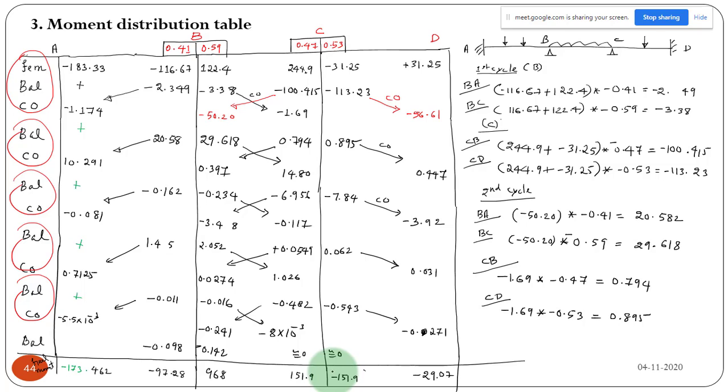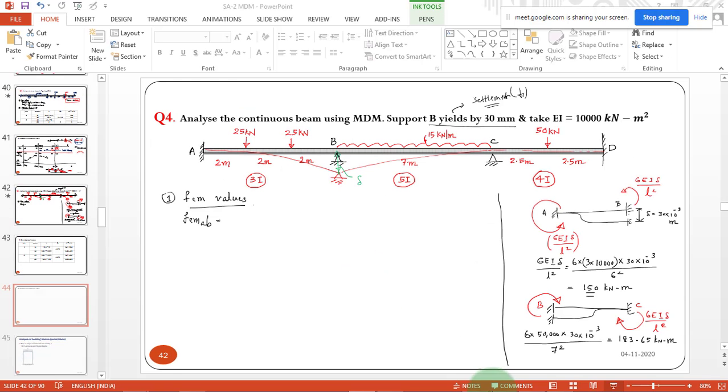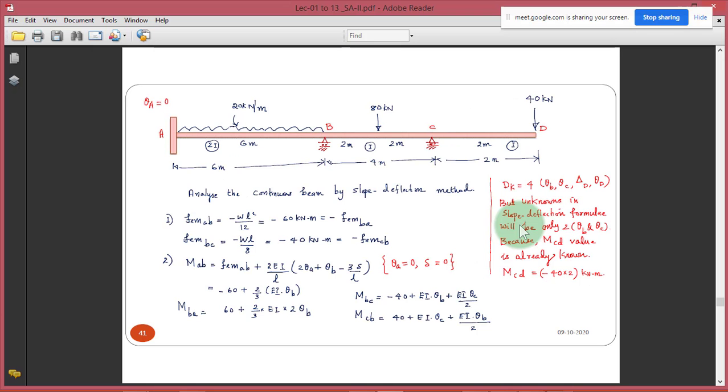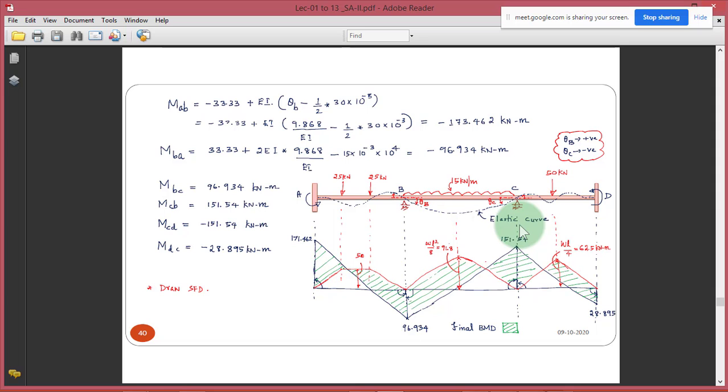So you can draw the moment diagram. The moment diagram I am not drawing. I think you are able to draw the moment diagram. This is your final moment diagram. We have done the same question, no? So this is the final moment diagram. 171 we got 173. You will get more or less the same answer. 151 we got, all these values are the same.